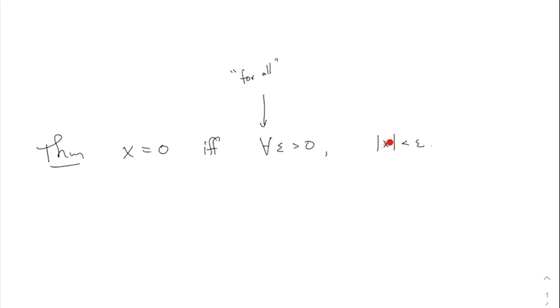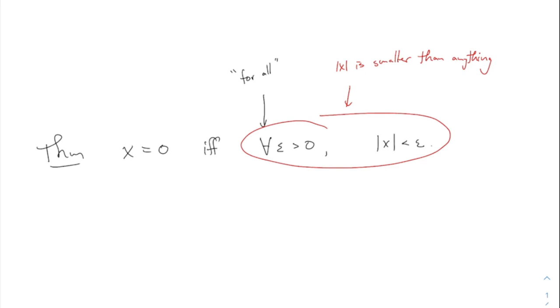What I'm saying over here is that the absolute value of x is smaller than epsilon, no matter what epsilon is. So no matter how small epsilon is, x is even smaller in the absolute value, all right? My very informal interpretation of all of this is basically that the absolute value of x is smaller than anything. No matter what epsilon is, as long as epsilon is a positive number, the absolute value of x is less than that. Whatever you can think of, it's less than that. And the only way that could be true is if x is actually zero. That's all. That's what the theorem is saying.